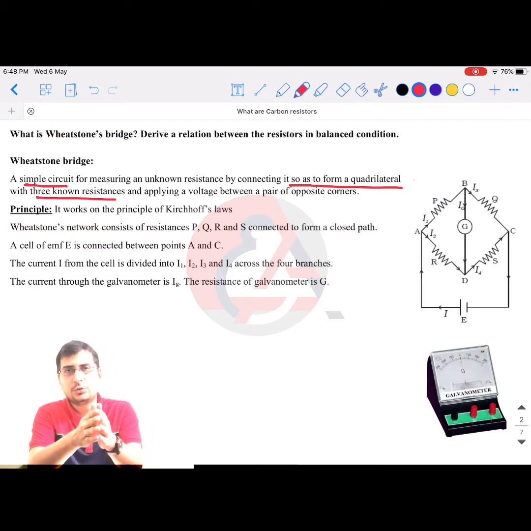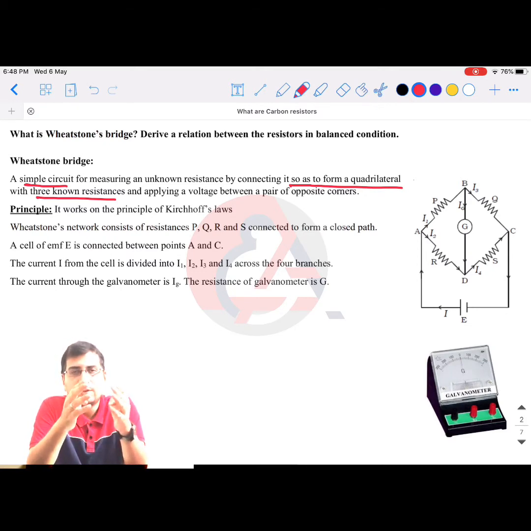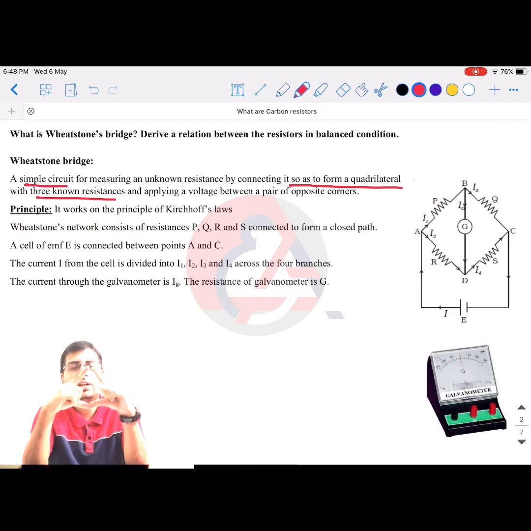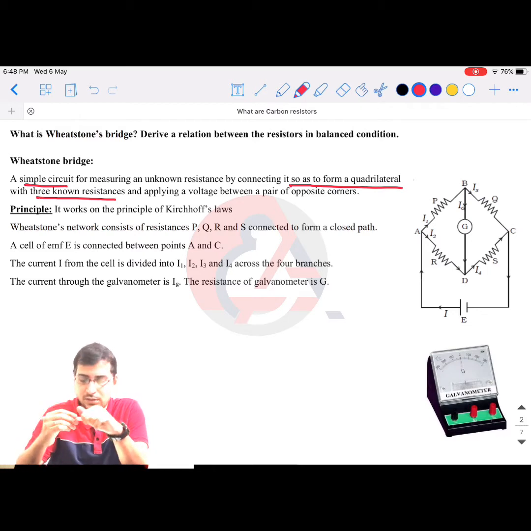So Wheatstone bridge is a device, a simple circuit which you can design by taking four resistors in your hand, out of which three resistance values will be known and one unknown resistor is there. If you are able to connect them in the form of a quadrilateral such that between one set of the opposite corners you connect a galvanometer, and between the other set of the opposite corners you connect a battery, then that particular circuit is what is called a Wheatstone bridge.